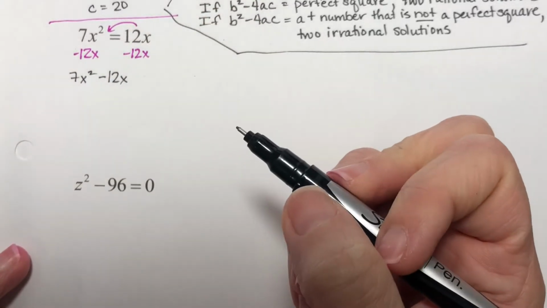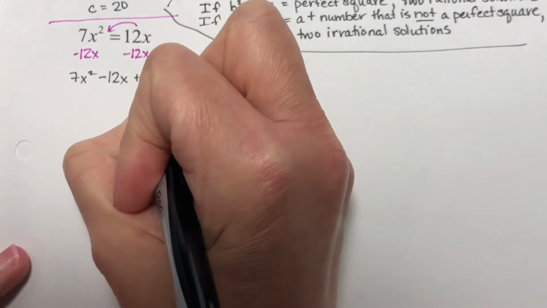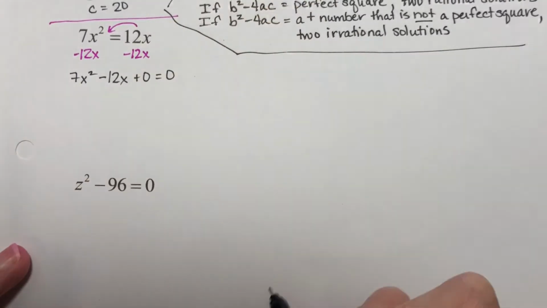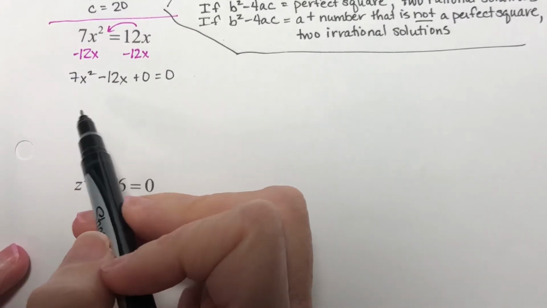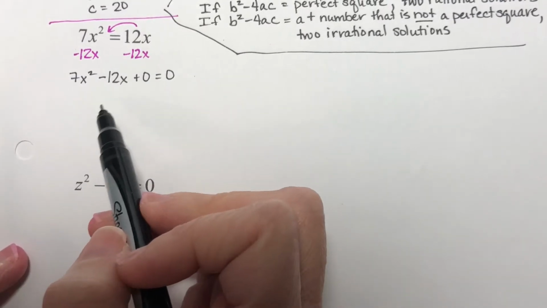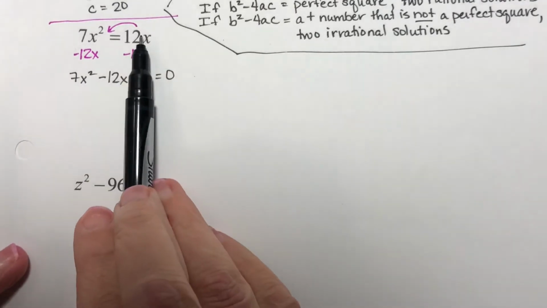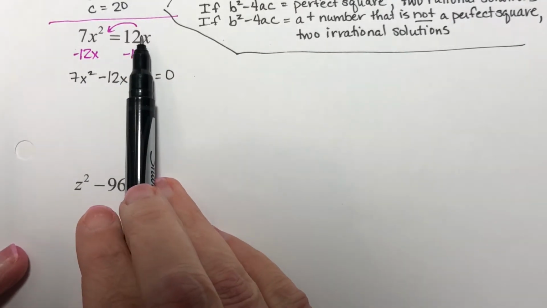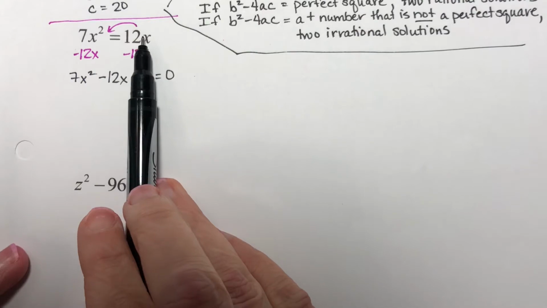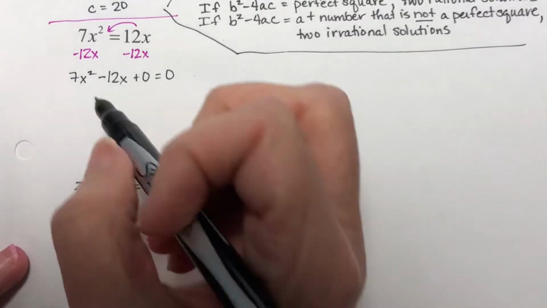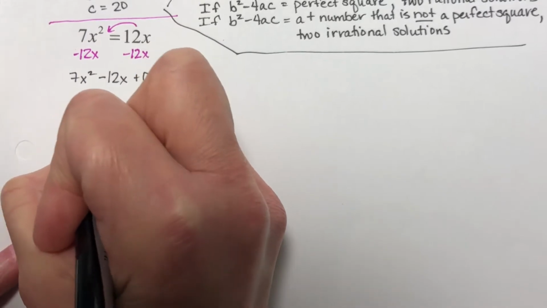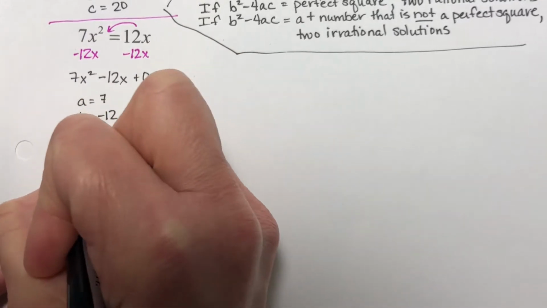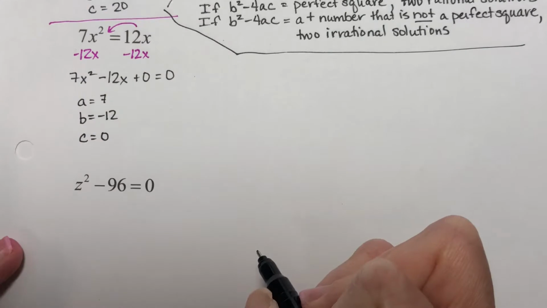Now, since I don't have a constant in here, I'm going to put in a plus 0, and that equals 0. Now, this is also one that's easily solved using factoring. I could, imagine not having that 0 there, factor out an x, and then set each part equal to 0 and solve it. But using the quadratic formula, our a is 7, our b is negative 12, and our c is 0.